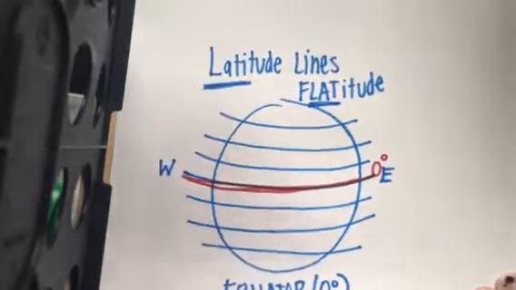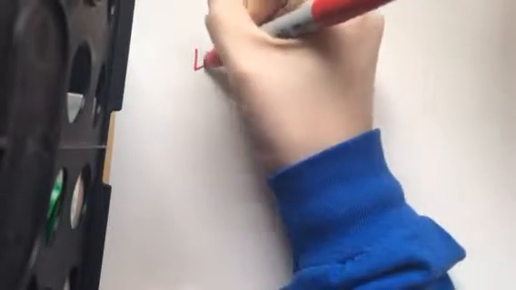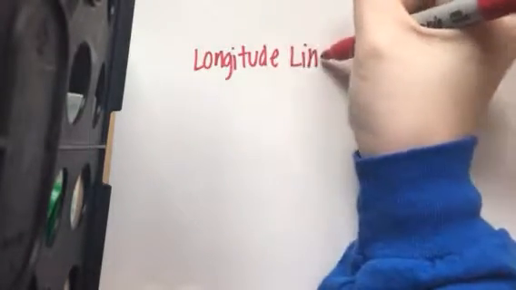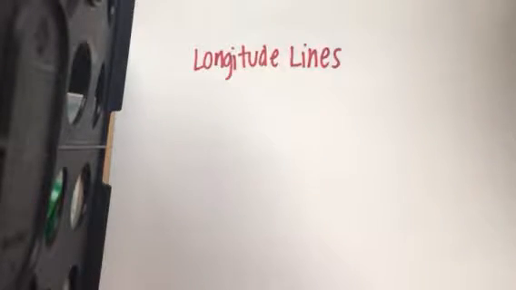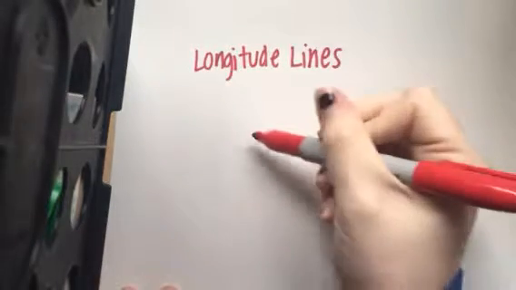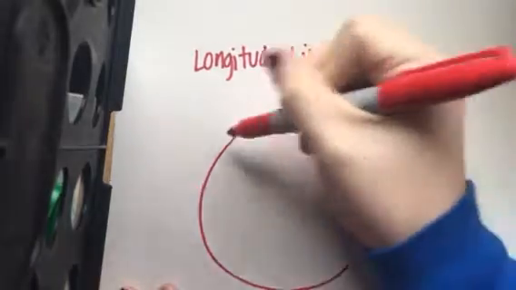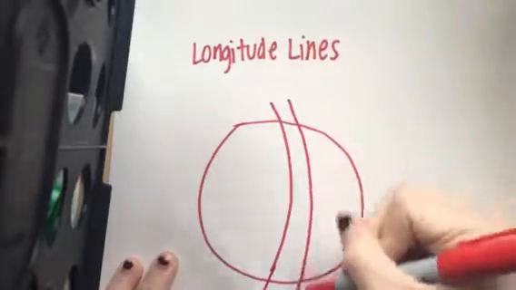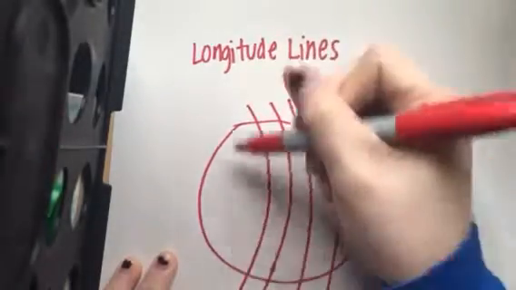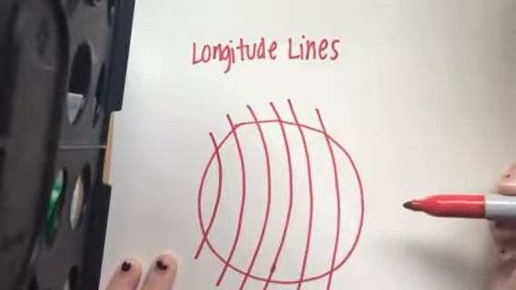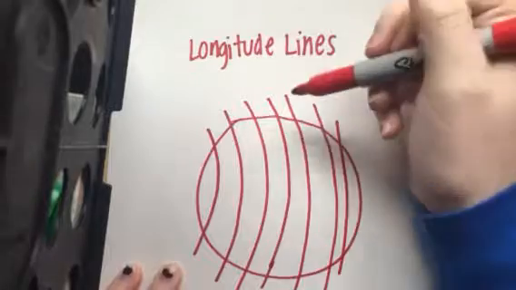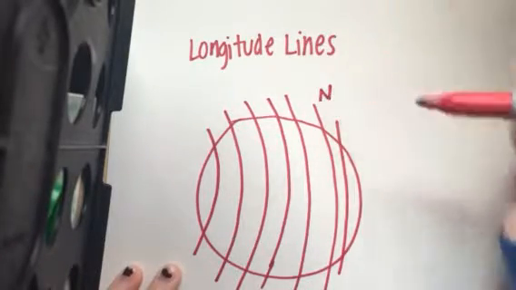Next, we will talk about longitude lines. Longitude lines circle the Earth from north to south. Longitude lines are very tall and long. This is an easy way to remember that longitude lines go from north to south.